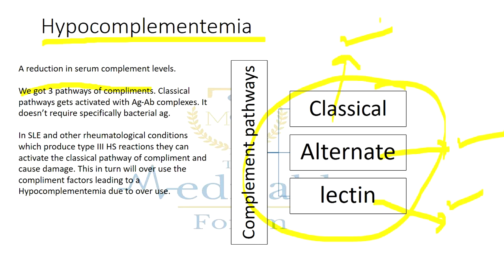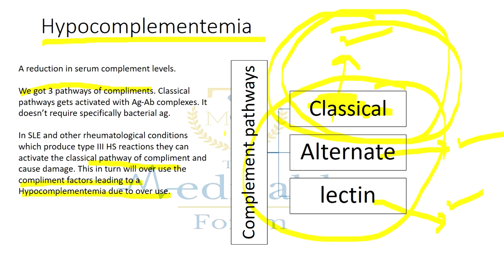So basically, in autoimmune conditions where we have autoantibodies, there is always a type 3 hypersensitivity reaction which always contains circulating antigen-antibody complexes. These trigger the classical pathway of the complement cascade that causes an overuse of complements. This overuse of factors will ultimately lead to hypocomplementemia, and this also can be detected to somehow get an idea about the disease activity.